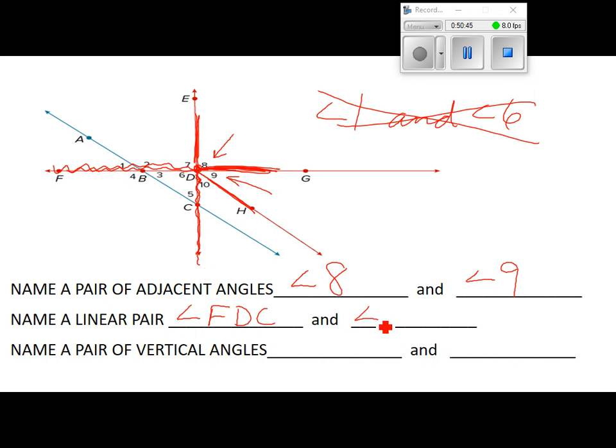We want a linear pair with that angle. 2 different answers you could give me here. GDC. G, D, C. Together, those 2 angles make a line. Yep. What's the other angle you could have given me if we used FDC? E, D, F. Does everybody see that angle? Yeah. So you could have used that one and this one. Together they make that line. Can't hardly see my picture anymore. That's okay.